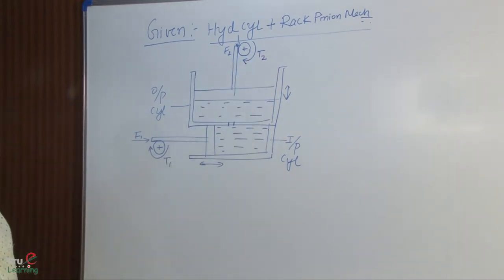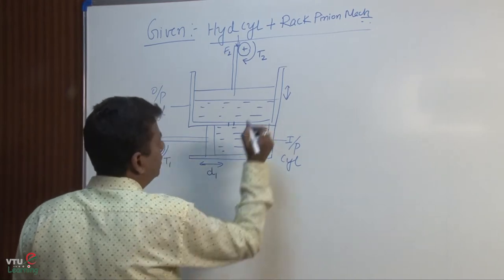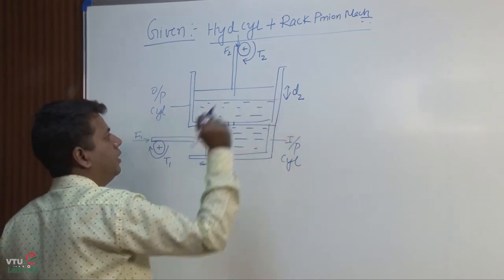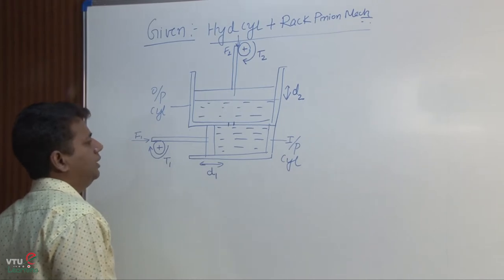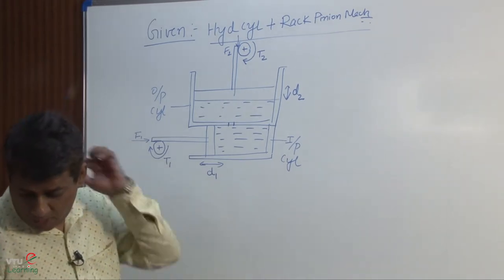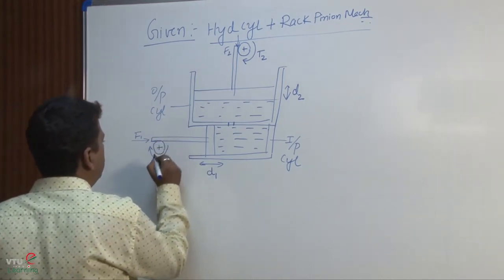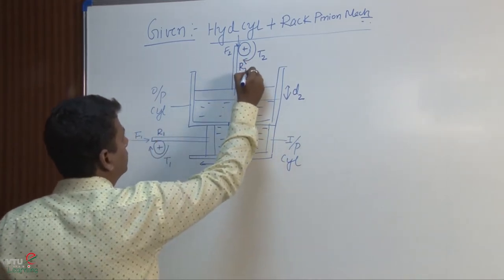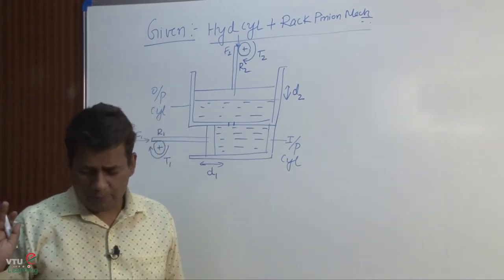So, this is the displacement, right? The displacement we call as force into distance. This is the displacement of the input cylinder and displacement of the output cylinder, D1 and D2, for input and output cylinders, and the rest of the thing is radius. The radius of this rack and pinion is R1 and the radius of this is R2, right? So, this is the schematic diagram of the hydraulic cylinder.